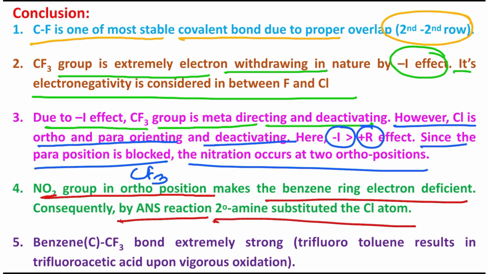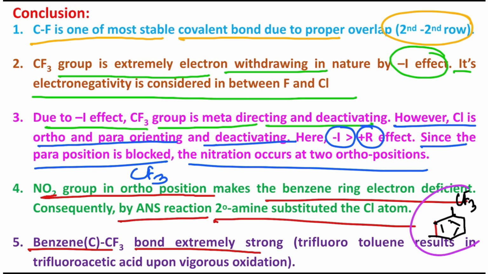And finally, the benzene carbon-CF3 bond is an extremely strong bond. You may ask, sir, is this benzene CF3 very strong? Yes, it's very strong. That's why if you try to oxidize this benzene, it results in trifluoroacetic acid. Although if you try to oxidize this molecule, toluene, it results in benzoic acid. I have made a dedicated lecture on this topic. You may visit it for doubt clearance.